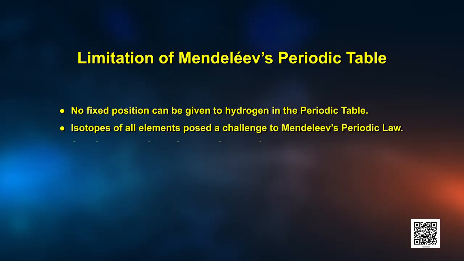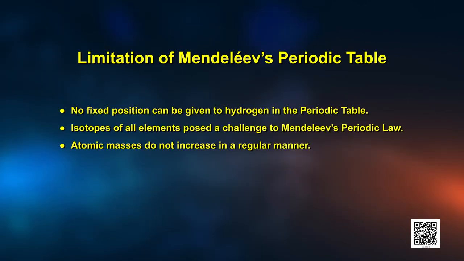Let us recall that isotopes of an element have similar chemical properties but different atomic masses. Isotopes were discovered long after Mendeleev had proposed his periodic classification of elements. Now consider isotopes of chlorine, that is Cl35 and Cl37. Would you place them in different slots because their atomic masses are different? Or would you place them in the same position because their chemical properties are the same? So, isotopes of all elements posed a great challenge to Mendeleev's periodic law.